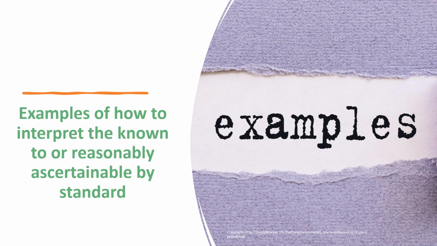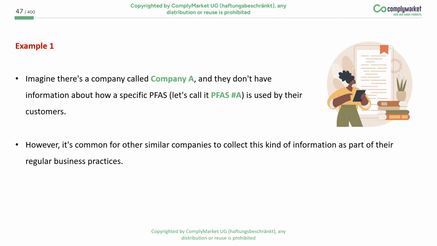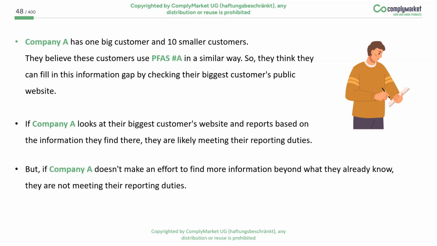Some examples about due diligence. Example A: a company, call it company A, doesn't have information about PFAS. So, how to get information? They have one big customer and 10 smaller customers, and they believe they are using PFAS. So they go to the biggest one, check his website and understand the use of PFAS.